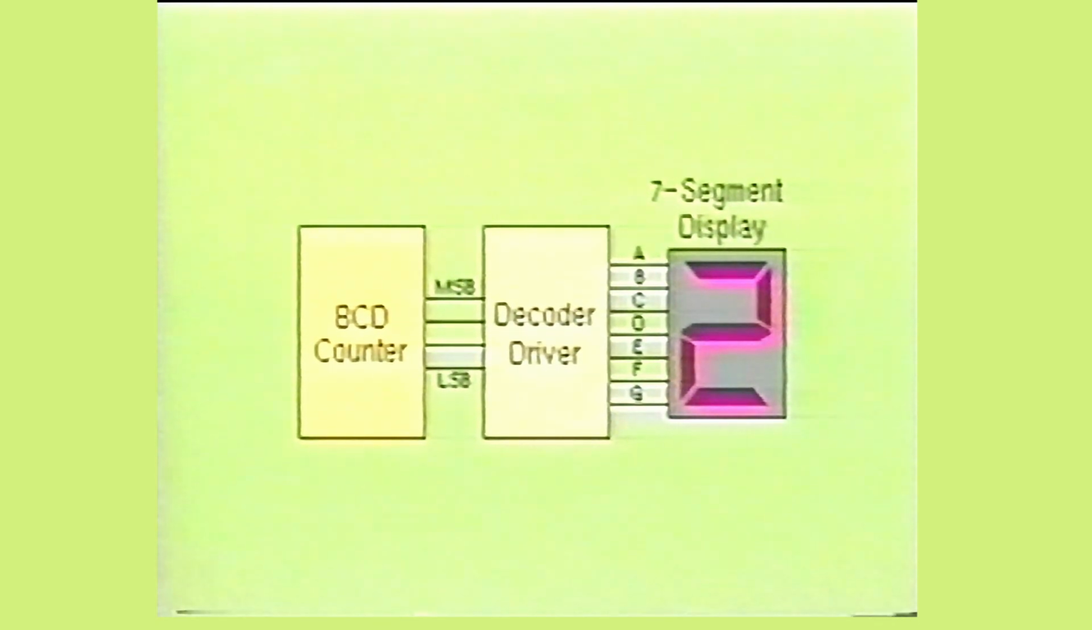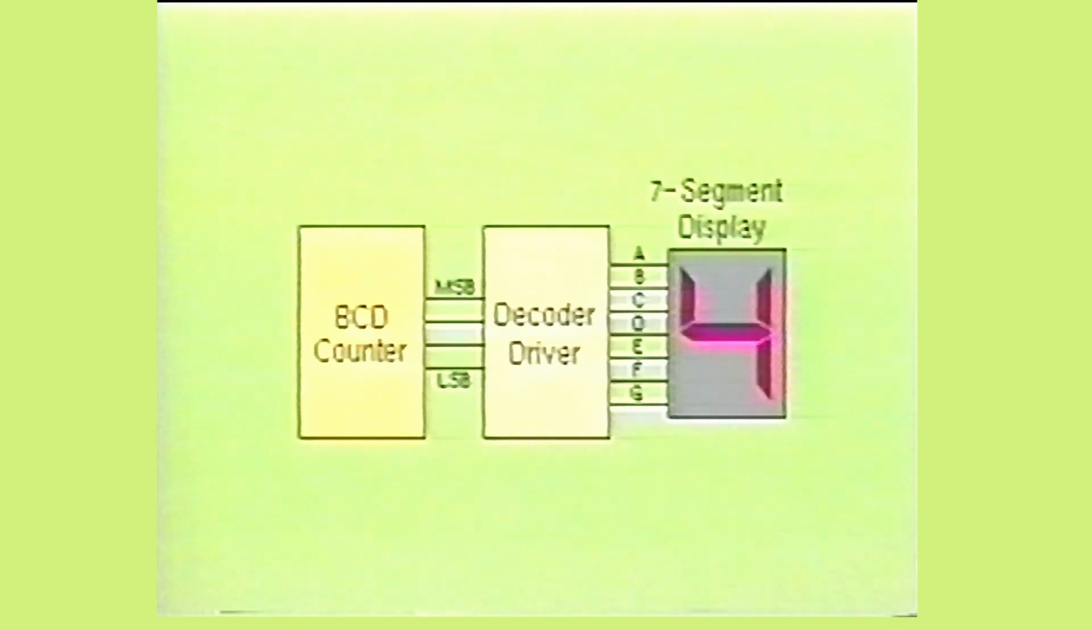As the counter IC further increases by another count, it outputs a BCD code of 0010 into the inputs of the decoder driver. The decoder driver decodes this input and produces a high output on pins A, B, D, F, and G. This results in the numeral 2 being displayed. As the counter IC increases by one more count, it outputs a BCD code of 0011, which is then fed into the inputs of the decoder driver device. The decoder driver decodes the BCD code and causes outputs A, B, C, D, and G to turn on. This results in the numeral 3 being displayed.